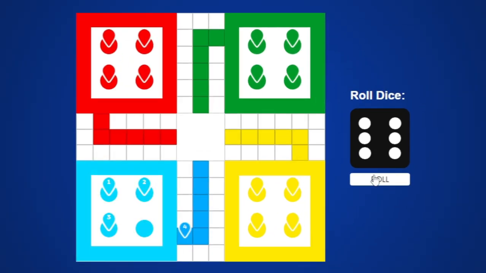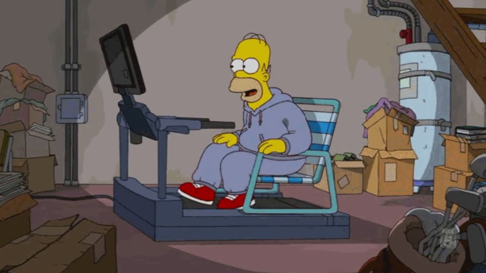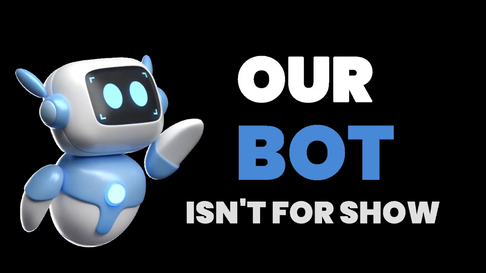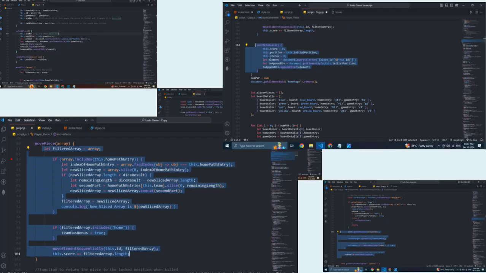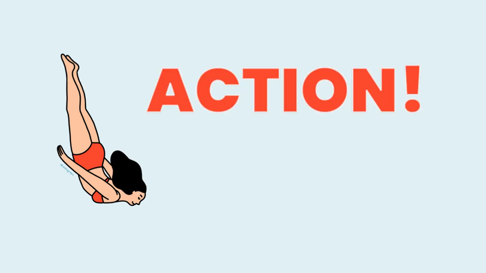The game includes all classic features like unlocking the pieces, knocking out your opponent's pieces when you land on the same spot, and racing towards the finish line to win. Our bot isn't just there for show. It's designed to play strategically and can make some sharp moves, giving you a real challenge. Now let's dive into the gameplay and see how it works in action.